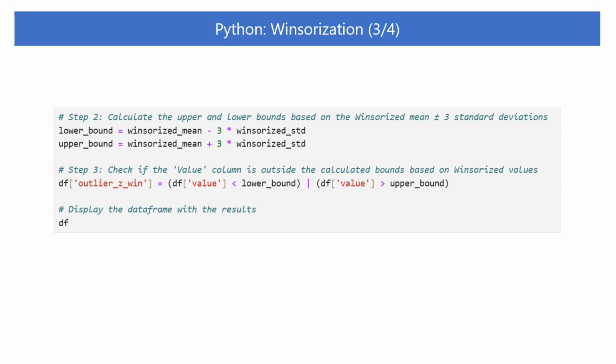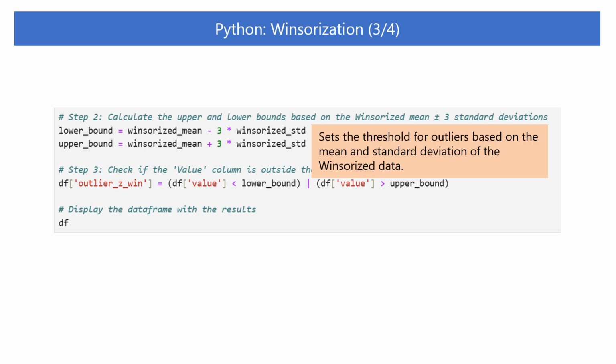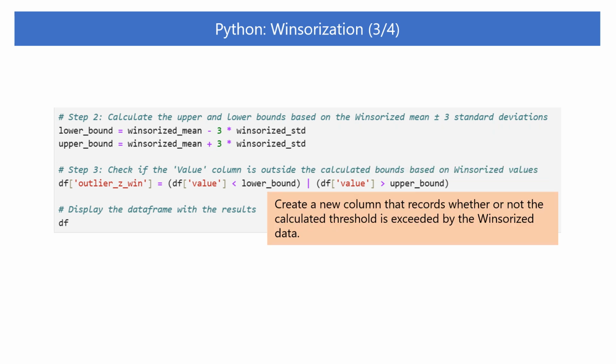Let's go on to the second half. Set the threshold for outliers based on the mean and the standard deviation of the Winsorized data. Next, create a new column that records whether or not the calculated threshold is exceeded by the Winsorized data. This column will record true if the column value exceeds the threshold and false otherwise.